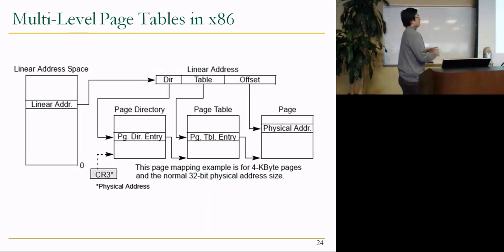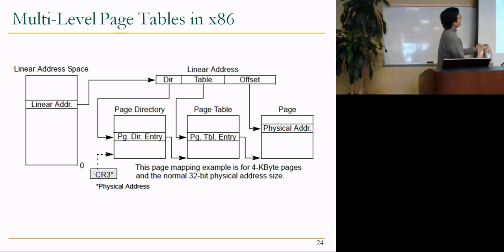And here's the high-level concept of multi-level page table, and this is done in the x86 ISA. You have the linear address space, which is your virtual memory, the one that your program or your processes see. And this is a contiguous block of memory. Each of these entries can be accessed, and each of the entry has directory, the table, and the offset. So this is the two-level page table.